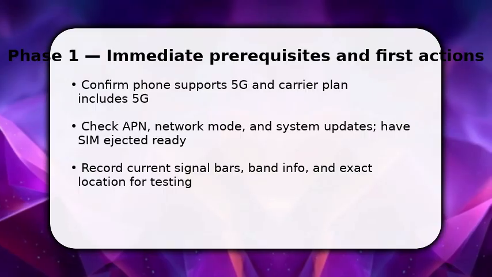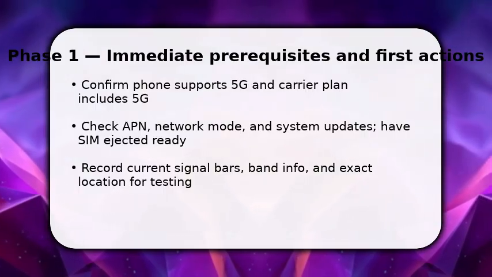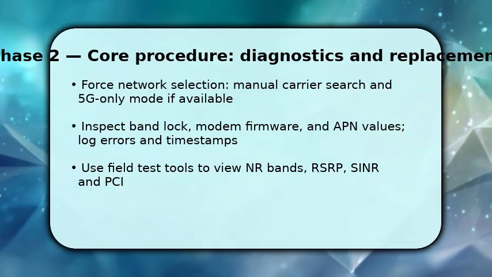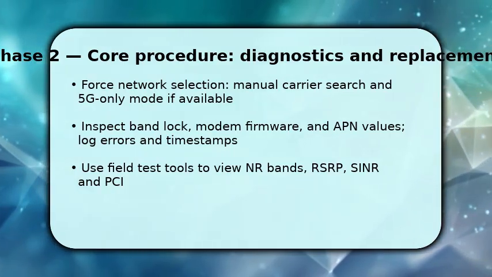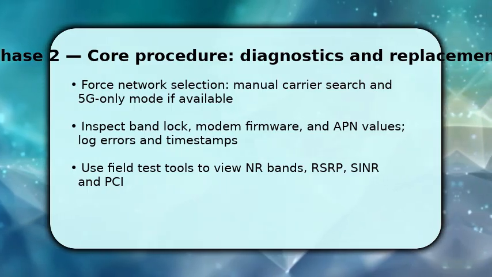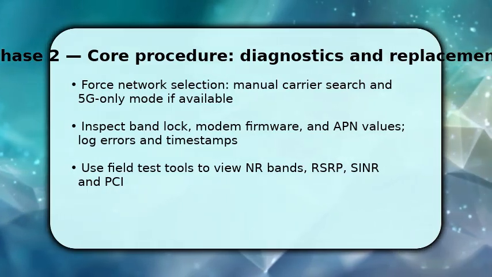Now you move into deeper troubleshooting. Force a manual network selection, and if your device permits, toggle 5G-only mode so the modem attempts NR registration without fallback. Then inspect APN and modem firmware. Mismatched values or stale baseband can prevent 5G.